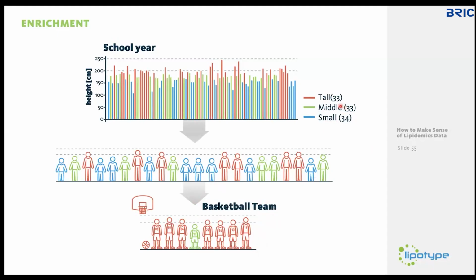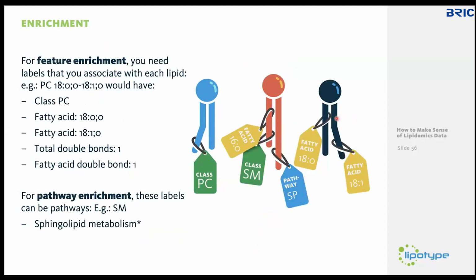So here we don't use tags like tall, middle, and small. In a feature enrichment, for example, we would give tags like: this is this lipid class, or it has this fatty acid, or, in the pathway enrichment analysis, it belongs to that pathway. Or we also have reaction enrichments, where you get more fine-grained information: this lipid would be part of this and that reaction, so to speak. And there are all kinds of tags that you can have. Then you can do the enrichment analysis.